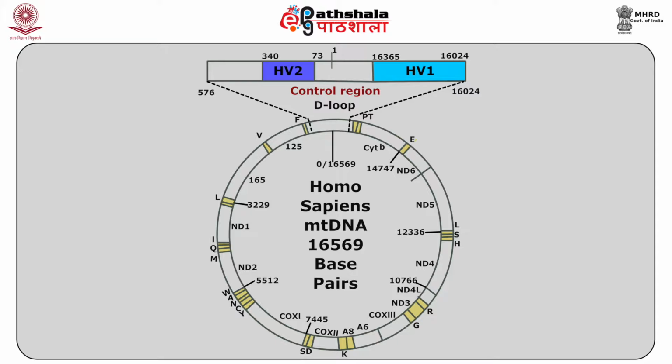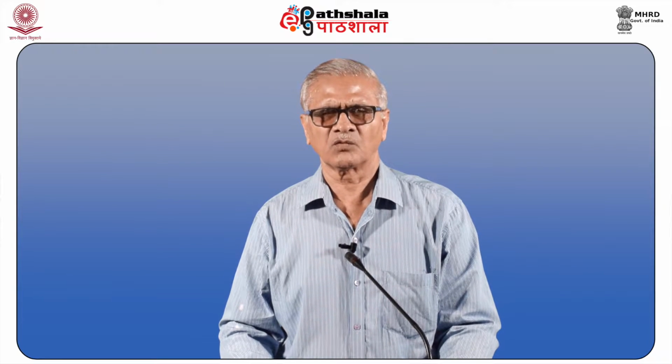that code for products which are used in cellular energy production or oxidative phosphorylation. It also contains a 1122 base pair region which does not code for any product and is known as the non-coding region. It is present in hundreds of copies in each cell.